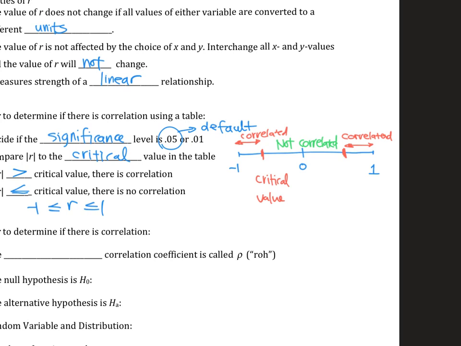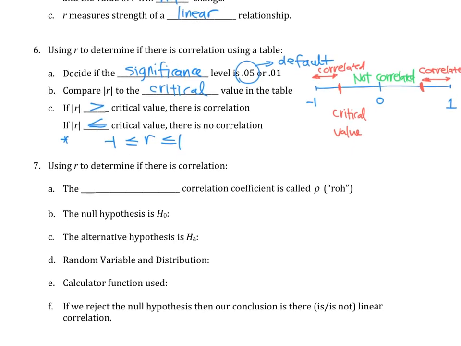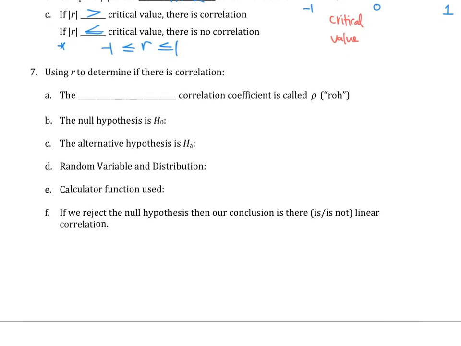So whatever you calculate from the calculator, if it falls between the critical value and -1, that means your data is correlated. If it falls in here, your data is correlated. If it falls in here, then your data is not correlated. So this is how I can tell if my data is correlated or not, by looking at where the number I calculate from the calculator falls: here, here, or here. All right, so using R to determine if there's a correlation.